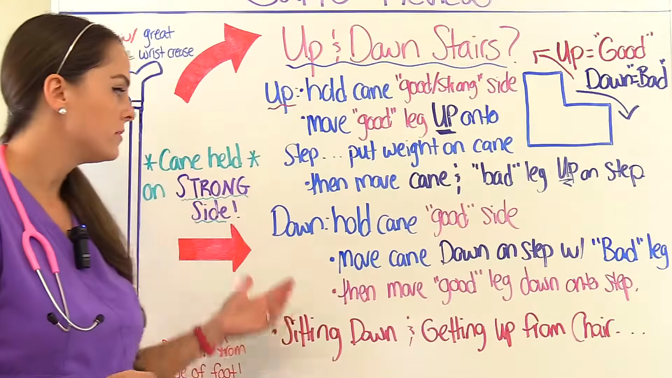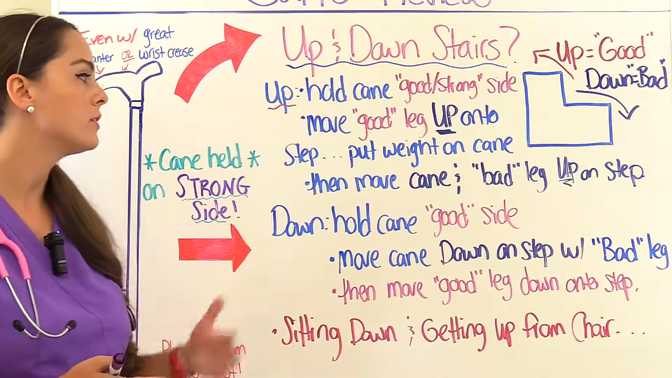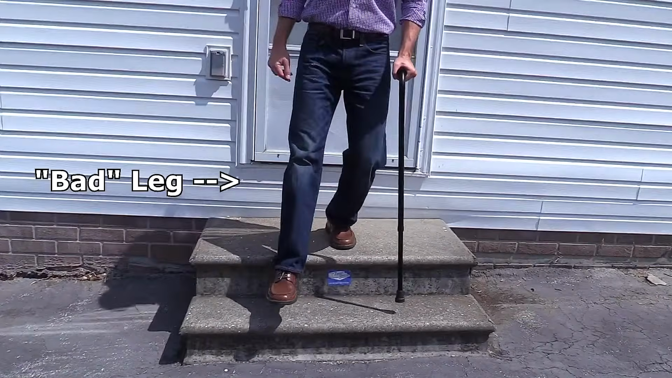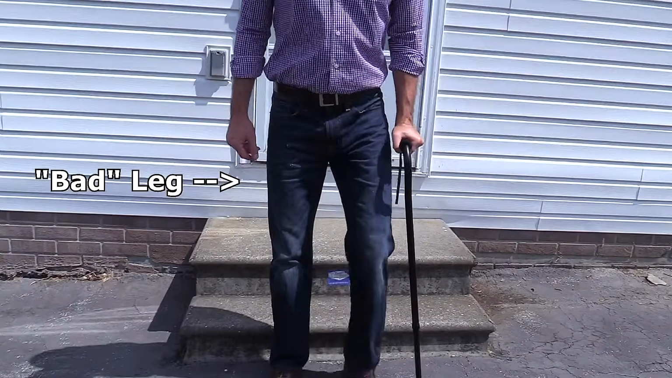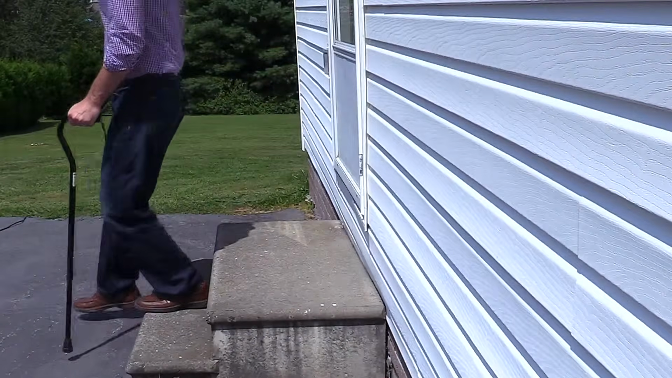Now to go down the stairs, the patient again is going to hold the cane on the good side, that strong side. They're going to move the cane down onto the step with the bad leg. So the bad leg is going down. Then they're going to move the good leg down onto the step.